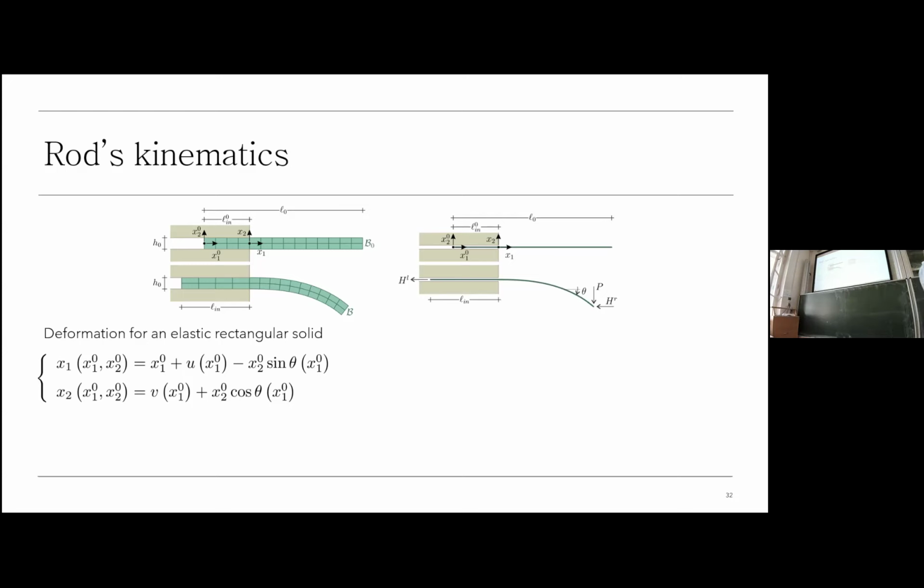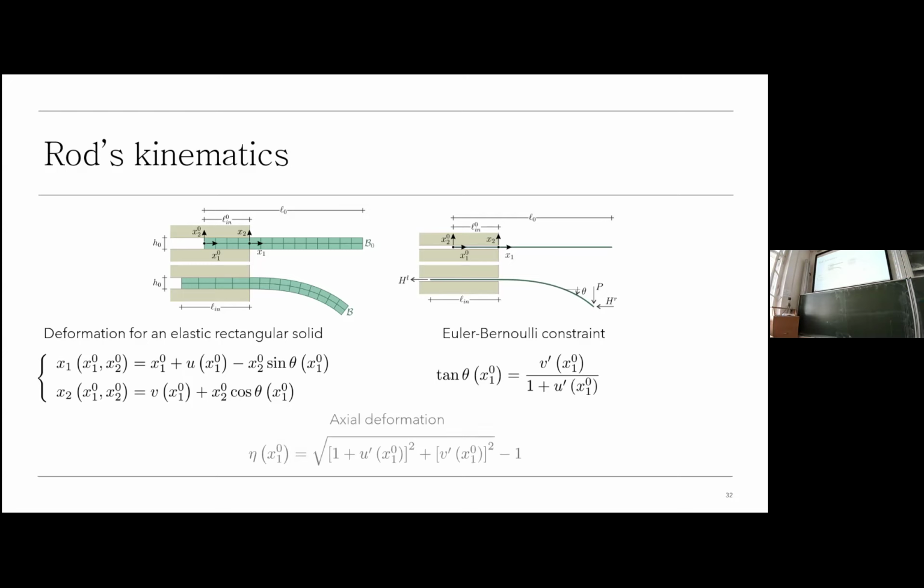Thank you very much. So the three kinematics fields are not independent because we want our rod to be unshearable, and so we impose the Euler-Bernoulli constraint. So any cross section should stay orthogonal to the beam center line. But since we want our beam to be axially extensible, here we have the axial deformation equation.